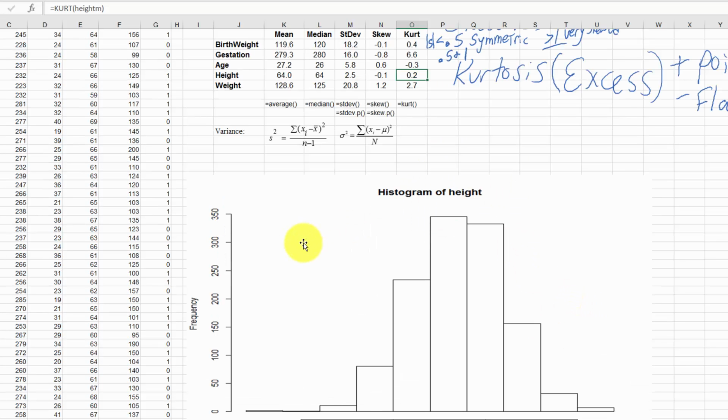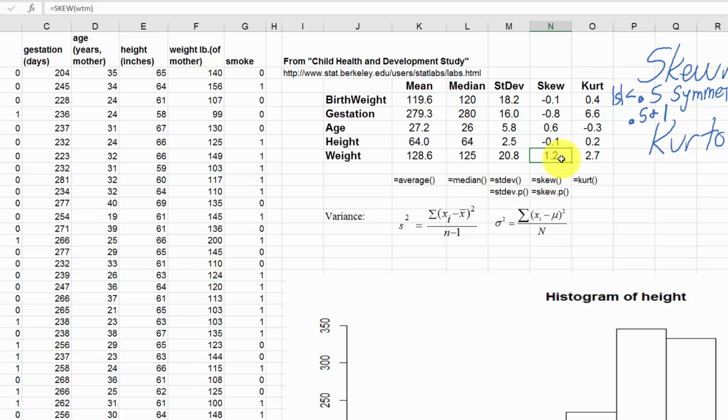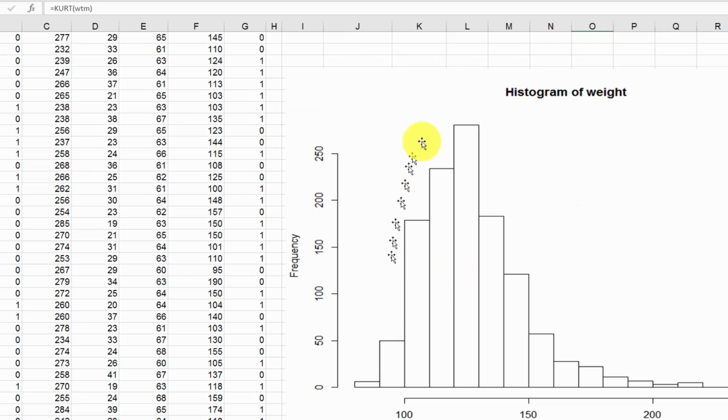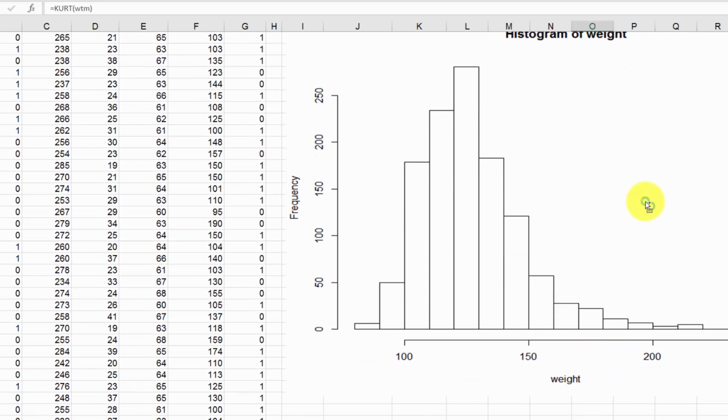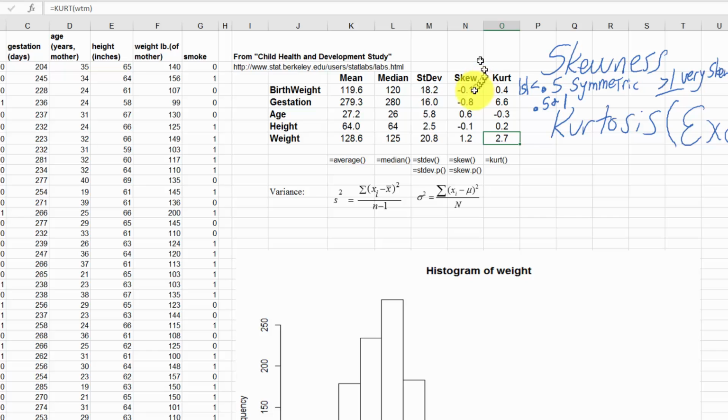All right, and our last variable, weight. Before we look at the histogram, weight says it's positively skewed to the right, and it's going to be pointier than a normal distribution would. Let's look at the histogram to see if this is true. Yeah, that does look like it's quite pointy, and if we zoom out here, it does look like it is skewed to the right, or positively skewed. So that's how to interpret these descriptive statistics for skewness and kurtosis.